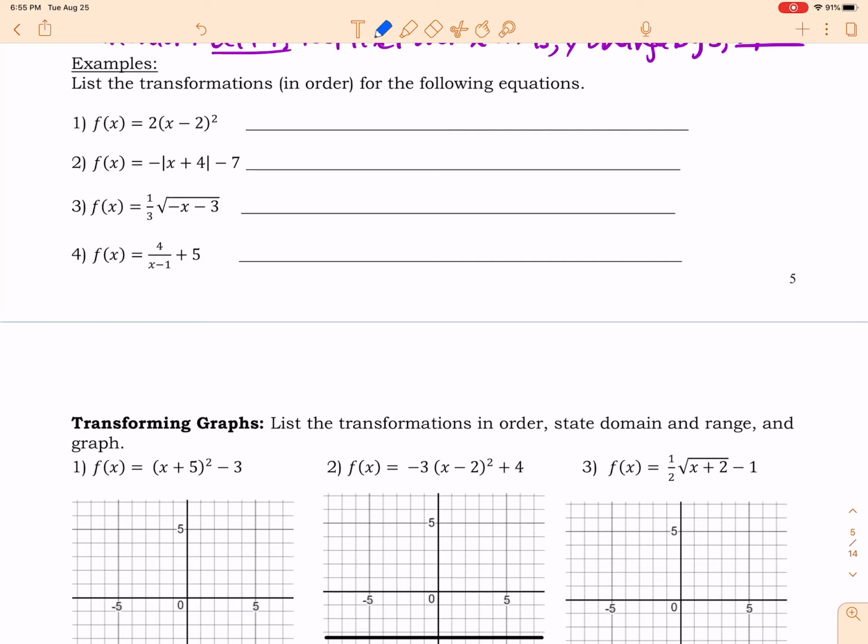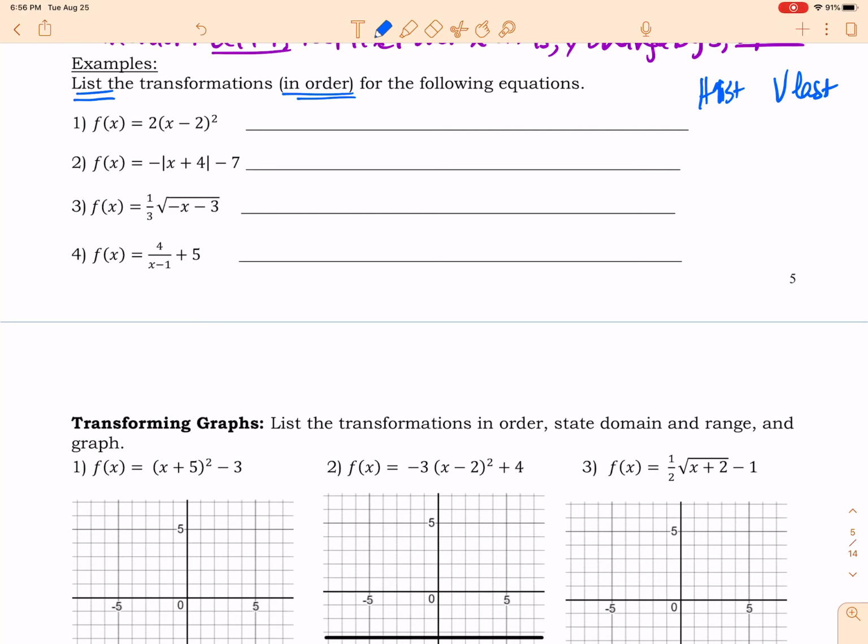Okay, babies, as promised, your next video is going to consist of your transformation examples. So all we're doing for these, we're just reading the equation and we're listing the transformations in order. Remember, we're going to start with horizontal first. Oops, that should be a 1. Horizontal first and then vertical at the last. Okay, everything else in the middle doesn't matter.